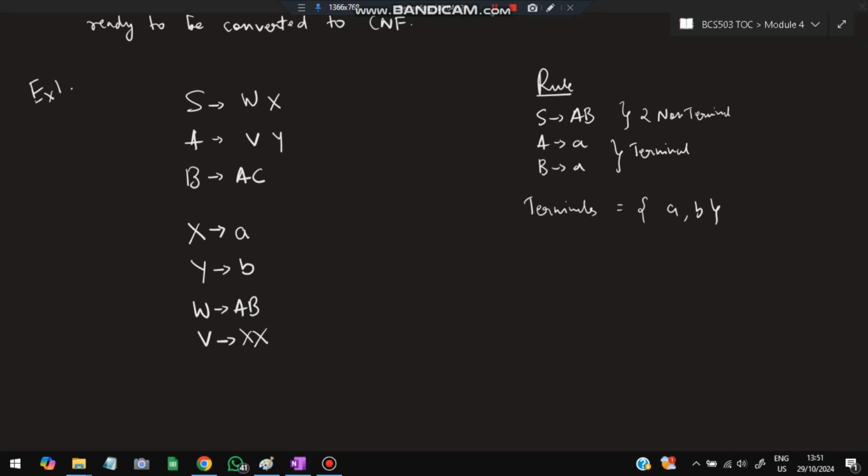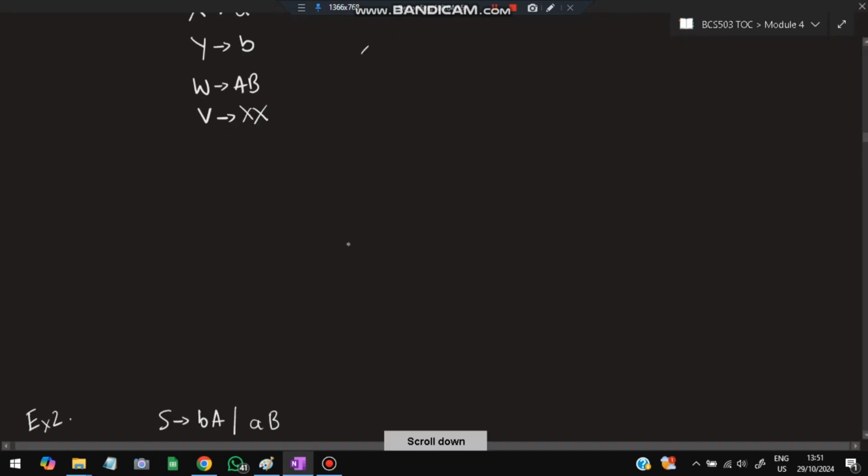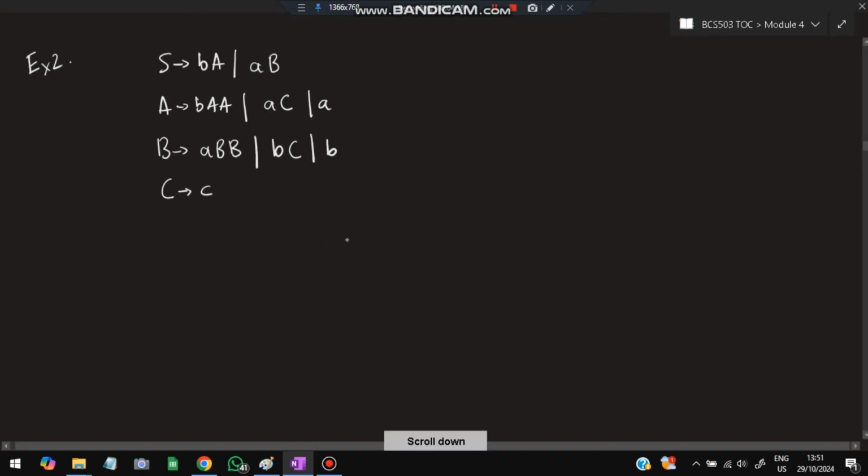Let's have a look at a similar type of example so that you understand it better. So in this example we have been given this grammar, and we have to convert it into CNF. Okay, so the CNF rule is either S goes to AB, or S goes to a terminal, or two non-terminals. Okay, so here which rules does it satisfy?